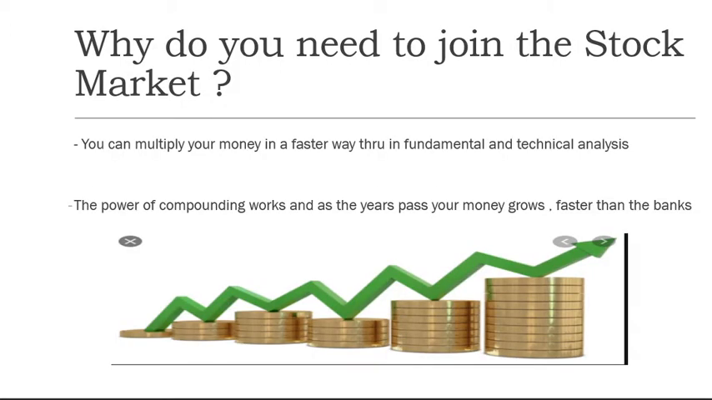So why do we need to join the stock market? Of course, it's the fastest way of making wealth, wherein people will just leave their money, and it will grow as time or years go by. Because if you leave your money in the bank, it will not grow. Take a look at this picture. It's going up and down, but as you can see, it grows as time goes by. You can multiply your money in a faster way through fundamental and technical analysis. We'll discuss that later. And the power of compounding works.